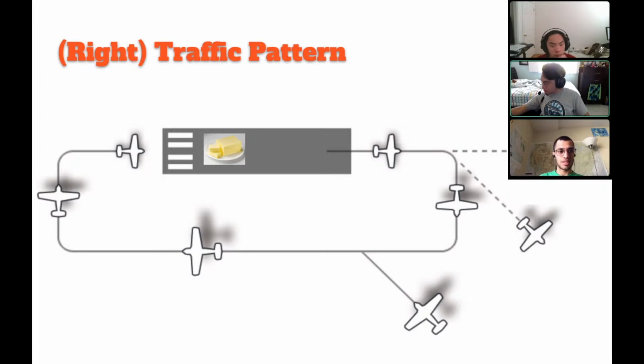The reason why it's left and right pattern is because when you have a left pattern, all turns are to the left. When you have a right pattern, all turns are to the right. Here on the screen, you see a right pattern. When you take off, you turn right once, and then you turn right again, and then again, and then again. So all of them are right turns. That's why it's called a right pattern. Now, airports have designated patterns.